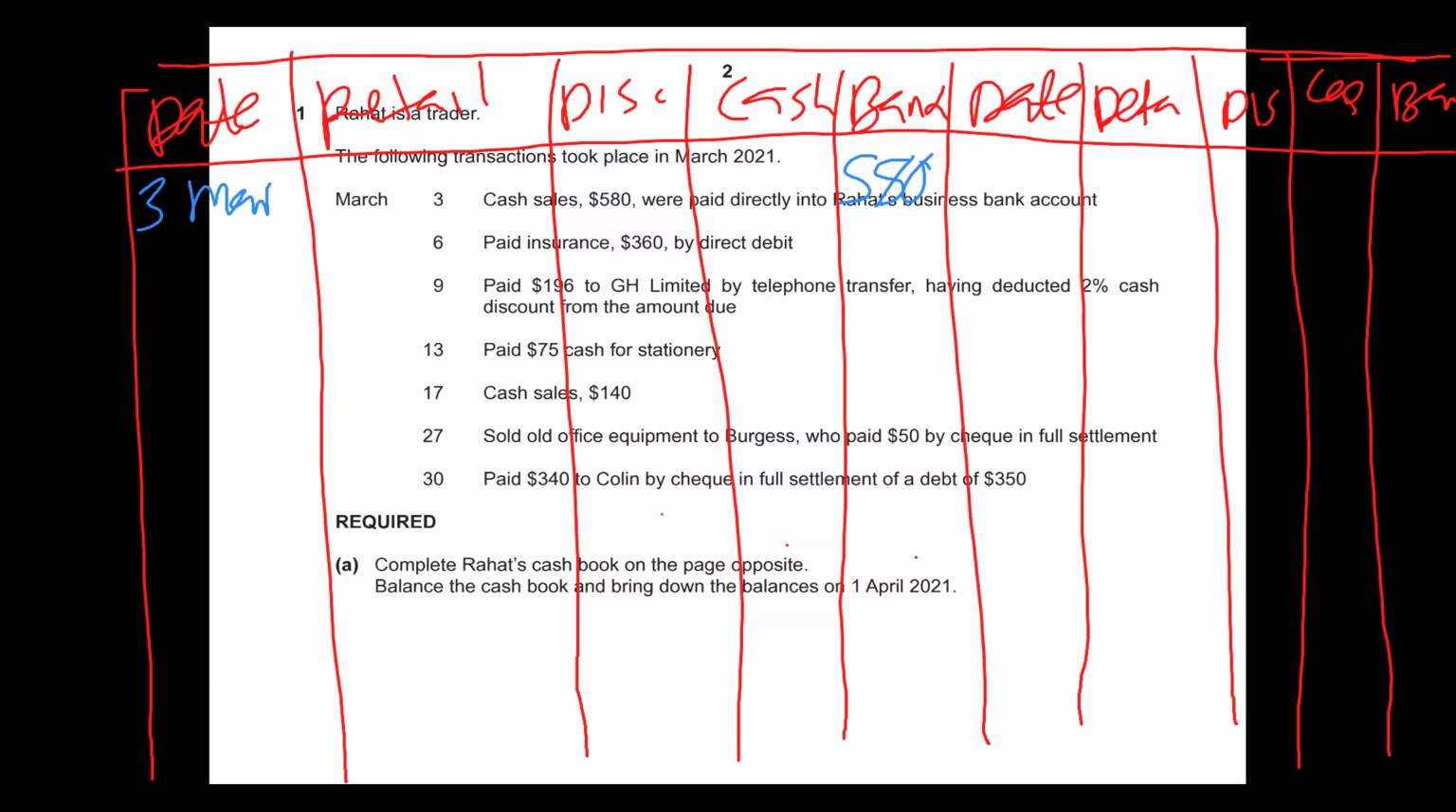Then what are we going to put under details? Cash sales. Yes, we're just going to put sales. Sales, yes. Any question? No, it's clear.